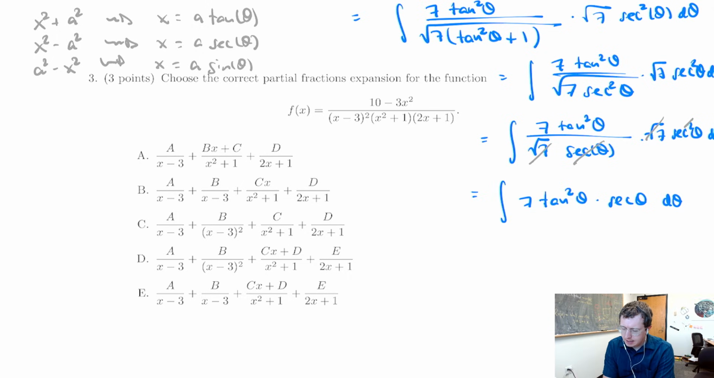Okay, I'm stalling because I'm trying to remember how to integrate tangent squared secant theta. Oh, this is awful, isn't it? I think this one's real bad.